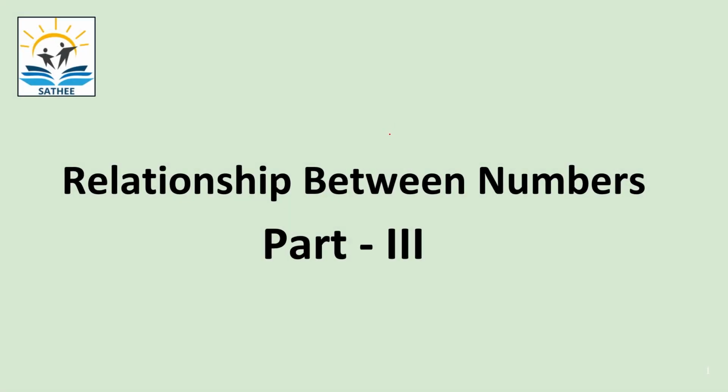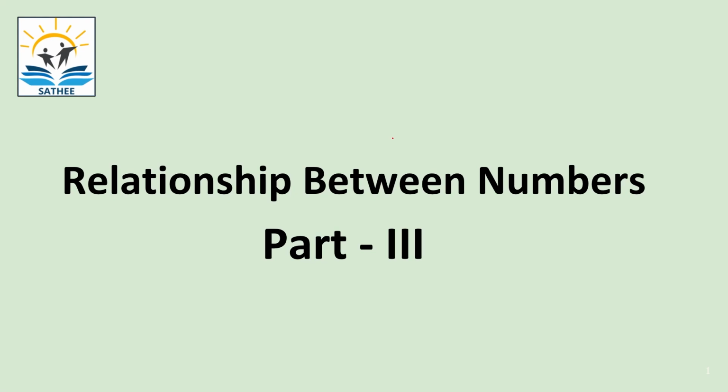Hello students, welcome to the third lecture in the lecture series on relationship between numbers. What we have previously learned is what patterns are, what sequences are, and the types of sequences like arithmetic progression, geometric progression, and harmonic progression, and the types of numbers like composite numbers and prime numbers, and the criteria to know whether a number is prime or not.